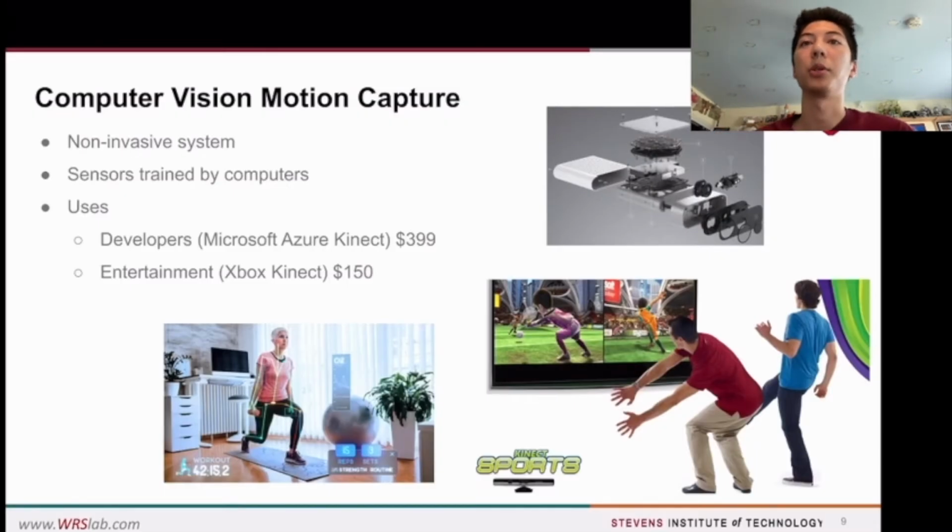Now, the last type of motion capture we'll talk about is computer vision motion capture, which is much more reliant on computers and benefits from not having any attachable parts to the patient, usually relying on an array of sensors like an IR blaster to track motion. Both of these Microsoft products are used for different types of motion capture, the Azure for health and technological development, and the Kinect for real-time motion-tracked gameplay.